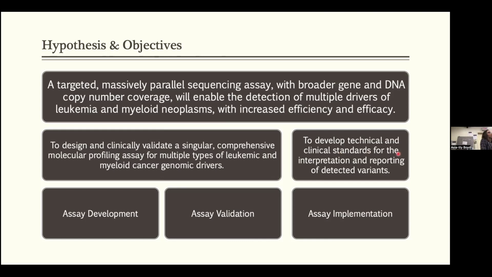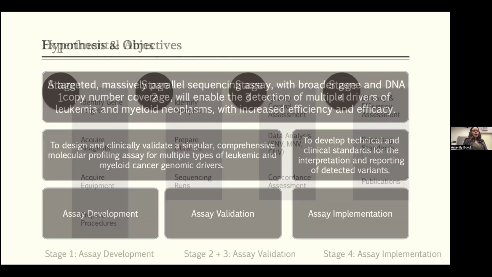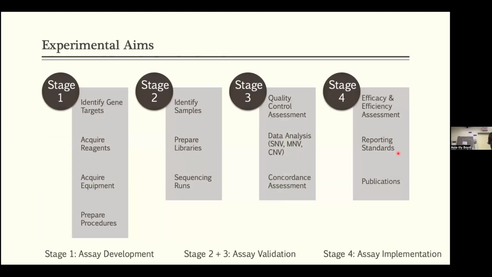So essentially, we're doing assay development, assay validation, and assay implementation. Now, I've broken this down further into 4 stages. Stage 1 involves assay development. Stages 2 and 3 together encompass assay validation. And stage 4 is the assay implementation. So we can't actually assess the efficacy and the efficiency until we have all of the results and data to do so, after we've implemented this assay.